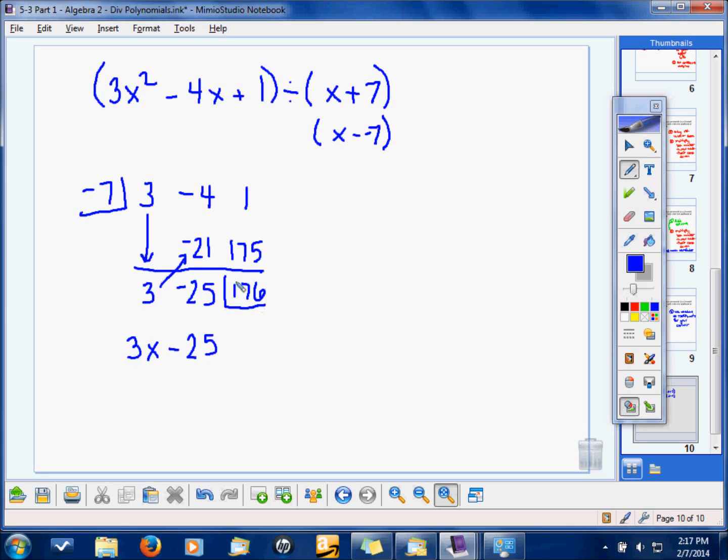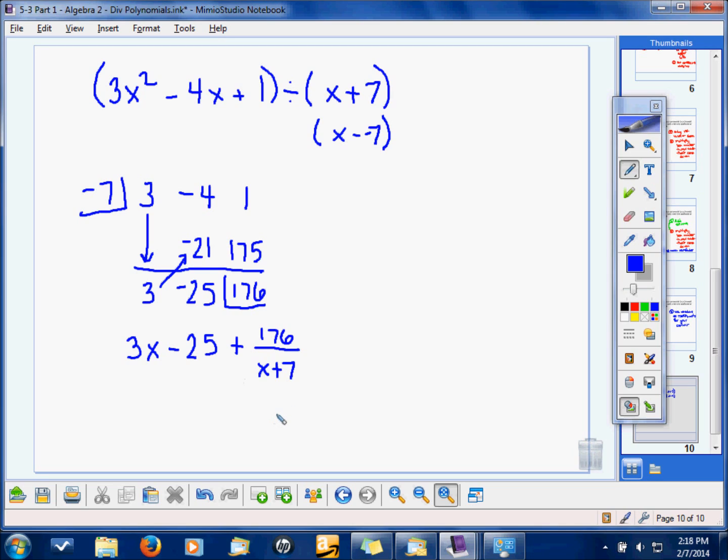Now, we have a problem here. We have a remainder. Whenever you do division, in long division, if you remember, when you had a remainder, you always did remainder over divisor. What's the divisor here? X plus 7. So we have a very strange thing. We didn't get a polynomial answer this time. We have a polynomial plus a remainder answer.